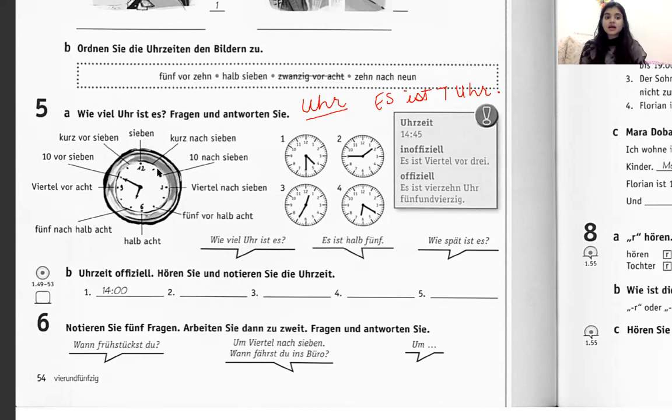And if it is 7:05, then you can say it fünf nach 7. And 7:10, if you want to say, then how to say it? Zehn nach 7. 7:15, how to say 7:15? Past, for past you have to use the preposition nach. And how to say 7:15? Viertel nach 7.